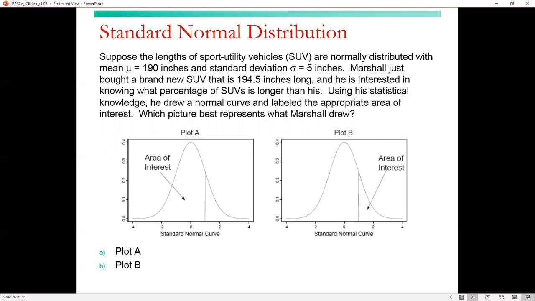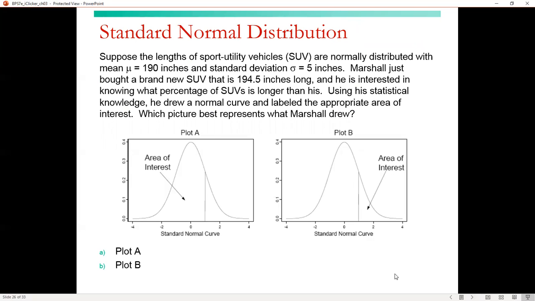Suppose the lengths of sport utility vehicles, SUVs, are normally distributed with the mean mu equals 190 inches and the standard deviation sigma equal to 5 inches. Marshall just bought a brand new SUV that is 194.5 inches long, and he is interested in knowing what percent of SUVs is longer than his. Using his statistical knowledge, he drew a normal curve and labeled the appropriate area of interest. Which picture best represents what Marshall drew?